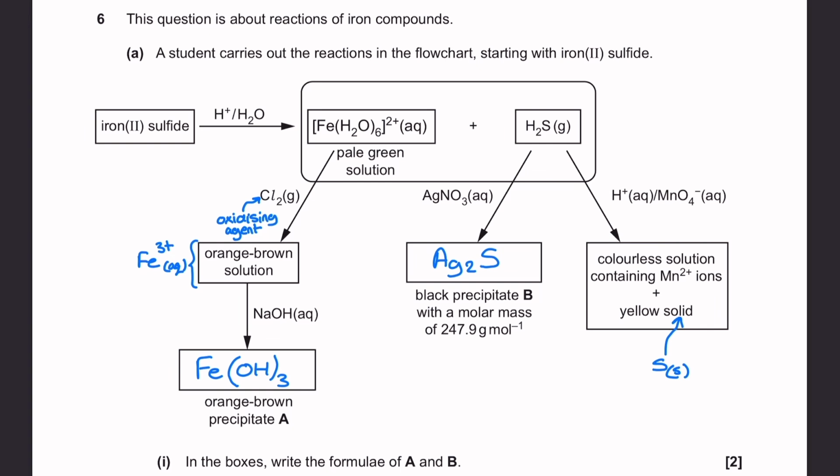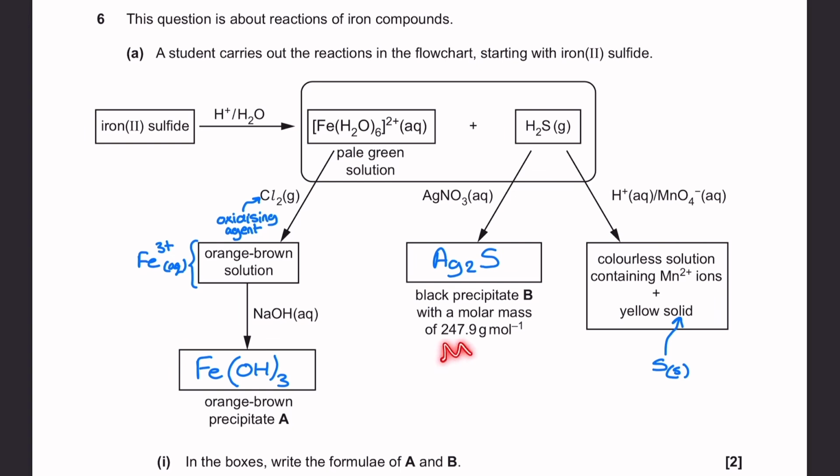Then we need to figure out what's going in here. Black precipitate B with a molar mass of 247.9. Well, we're told that we have H2S just here, and that silver nitrate reacts with this to make Ag2S. I think here there's a temptation for you to completely lose what's going on in the question and suggest something in here like AgCl, AgI, AgBr. Obviously that's got nothing to do with what's going on, but I think people see AgNO3 in the exam and panic and start putting down things they're familiar with.